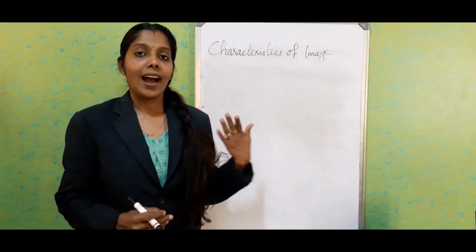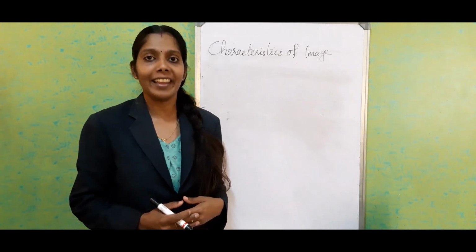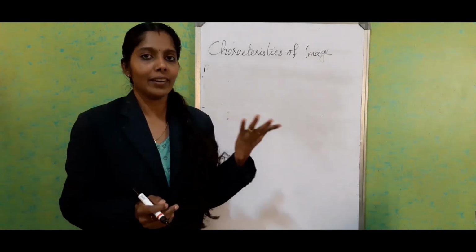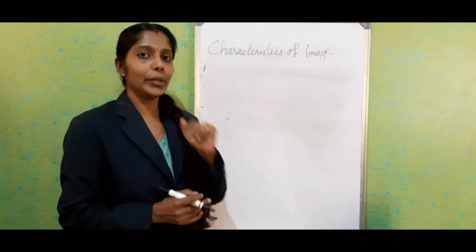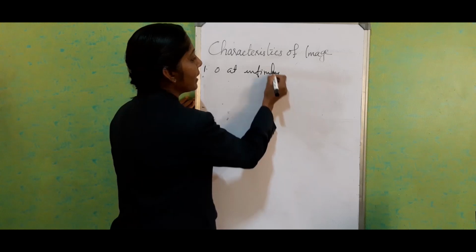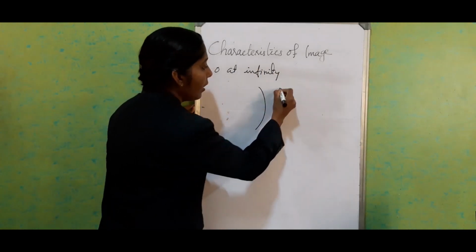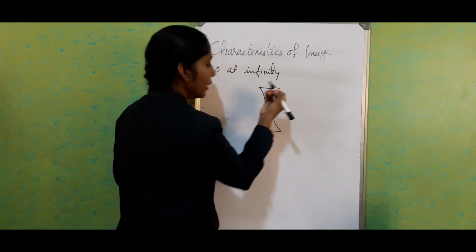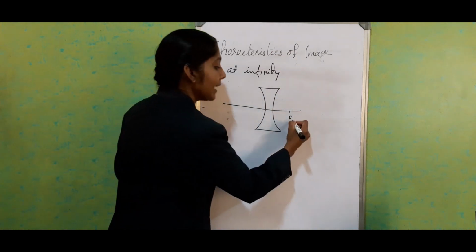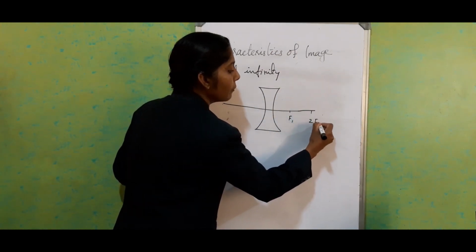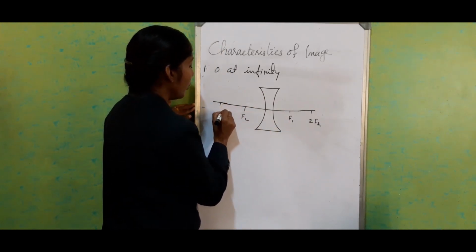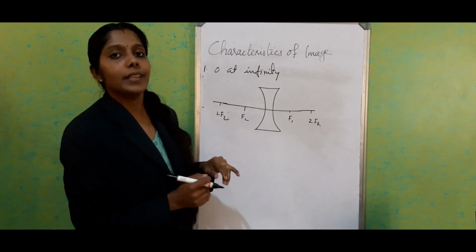Now we will see how the image is formed in the case of a concave lens. Okay, so here we are considering only 2 cases, likewise how we did for the mirror. First one, when the object is at infinity. So this is a concave lens. For this one also we have to mark. Right side is f1 and 2f1. Left side we have f2 and 2f2.